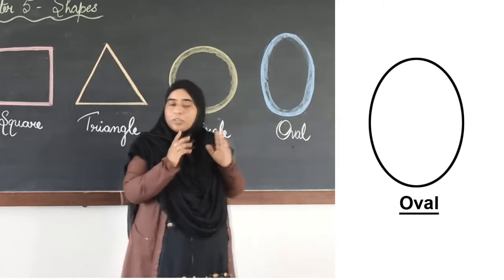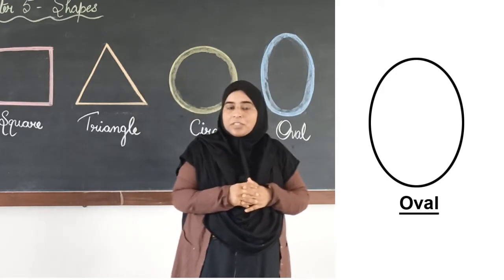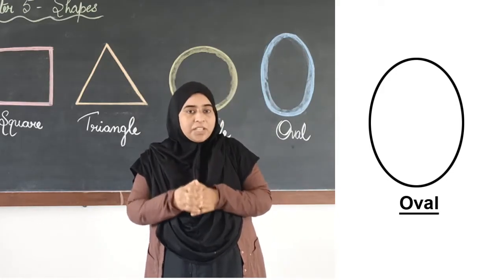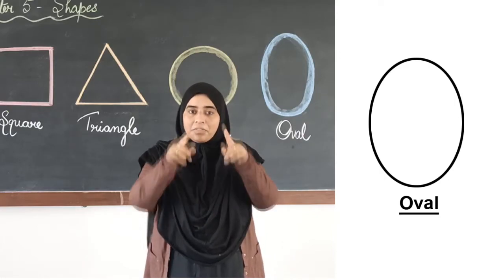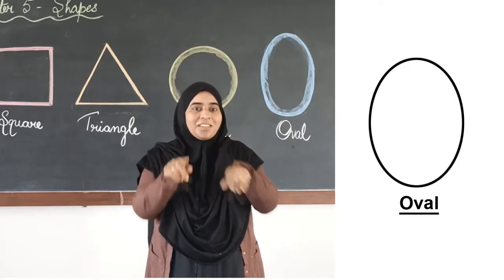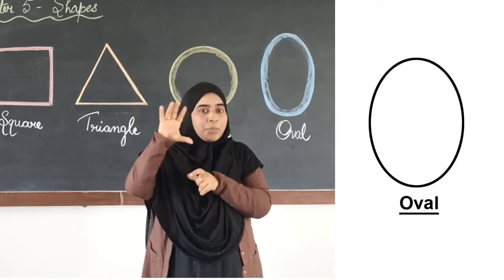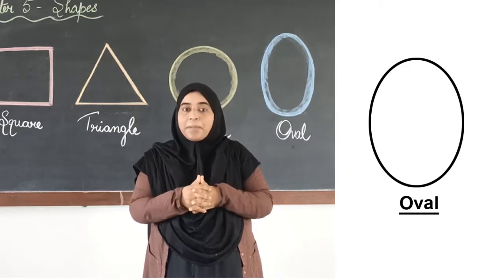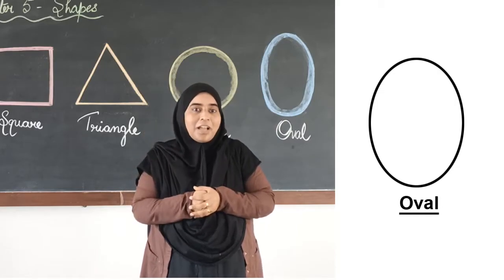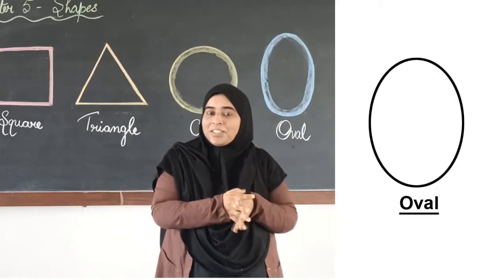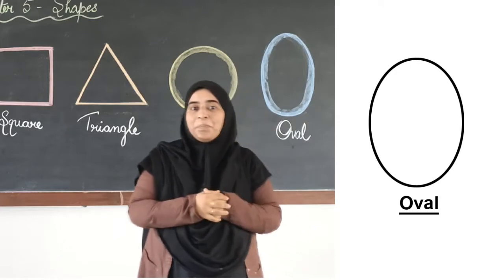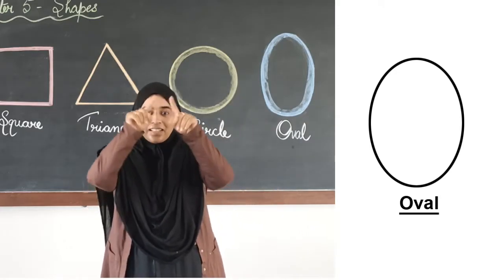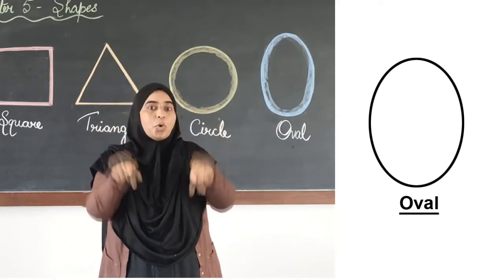Can you think of an example for an oval? Have you seen an oval shaped object? Have you ever seen a mirror which is oval shape? Yes, most of the time the small mirrors that we find, they will be in oval shape. Also the badminton racket. Have you seen your brothers or sisters playing badminton? You must have seen the racket. The face of the racket will be oval shape.